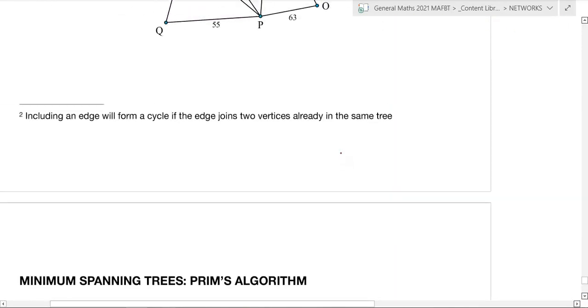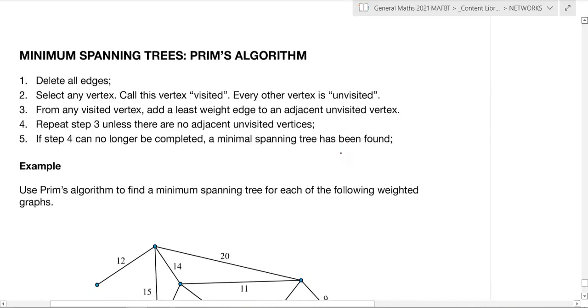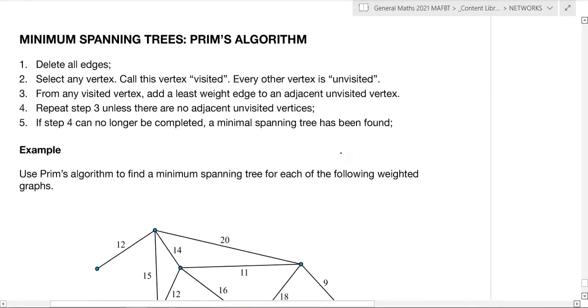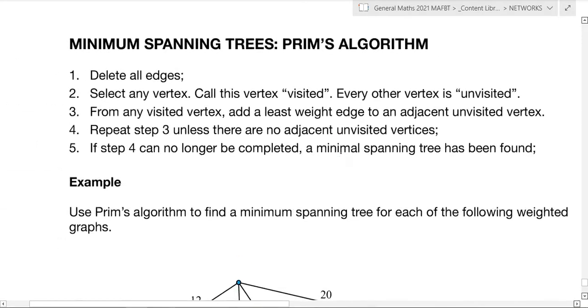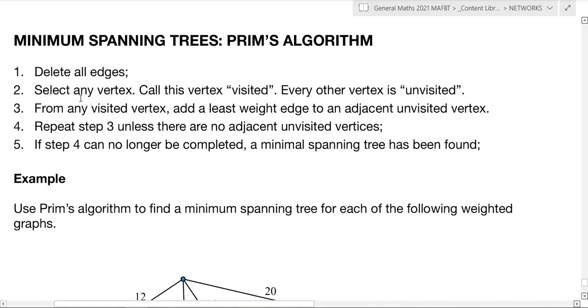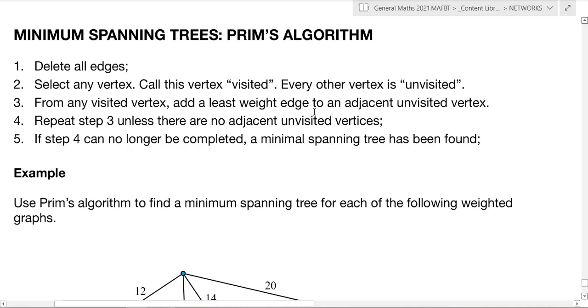Now we'll get into the final part of this lesson, okay, which is minimum spanning trees using Prim's algorithm. So similarly, you start off by getting rid of all edges, and then number 2 is you select any vertex and call this vertex visited, and then every other vertex is unvisited. So now what we do is from any visited vertex, add a least weight edge to that adjacent unvisited vertex. Repeat step 3 until there are no unvisited vertices left. And if step 4 can't be completed, a minimum spanning tree should have been found.